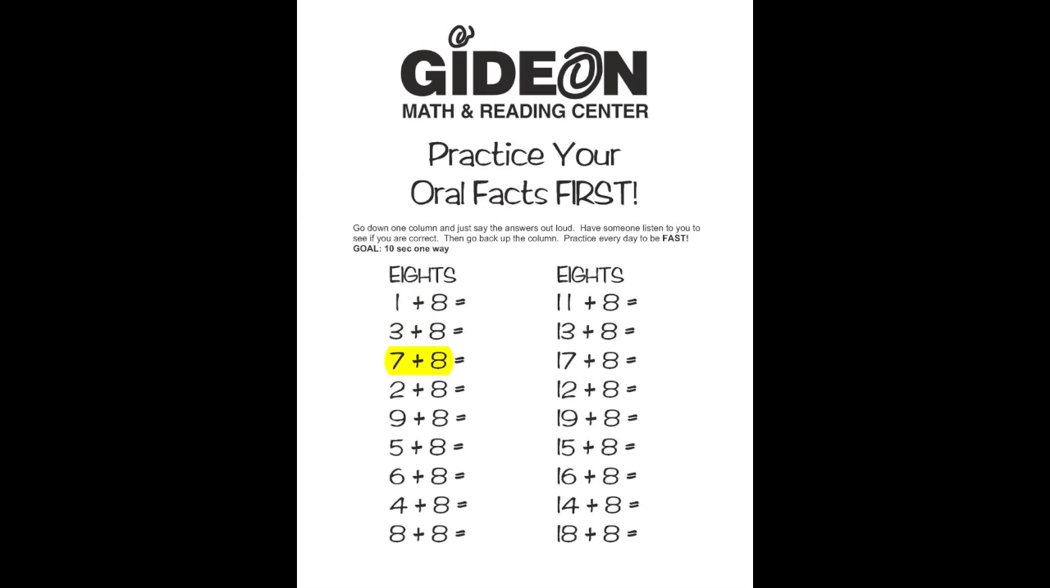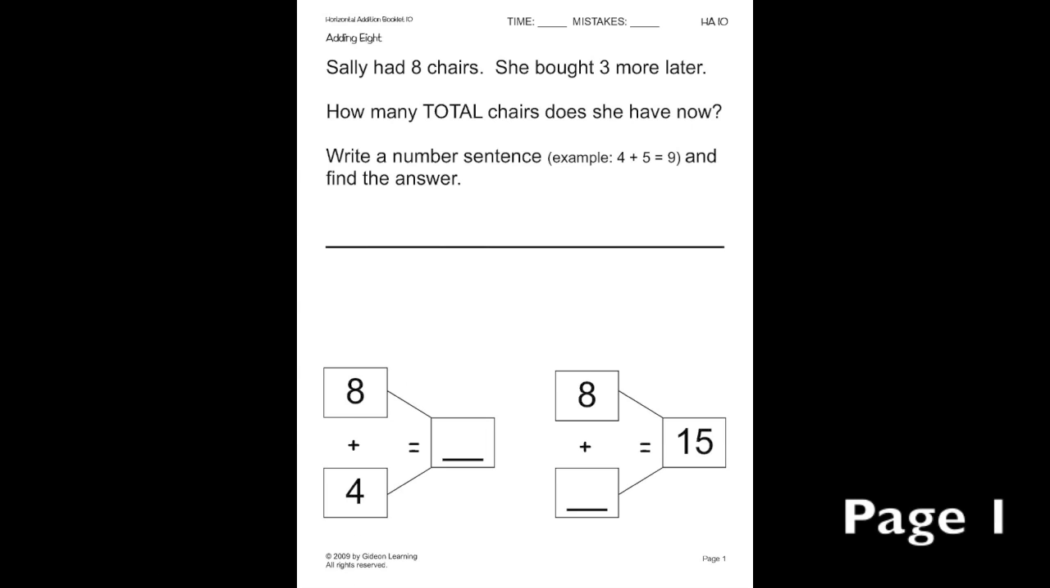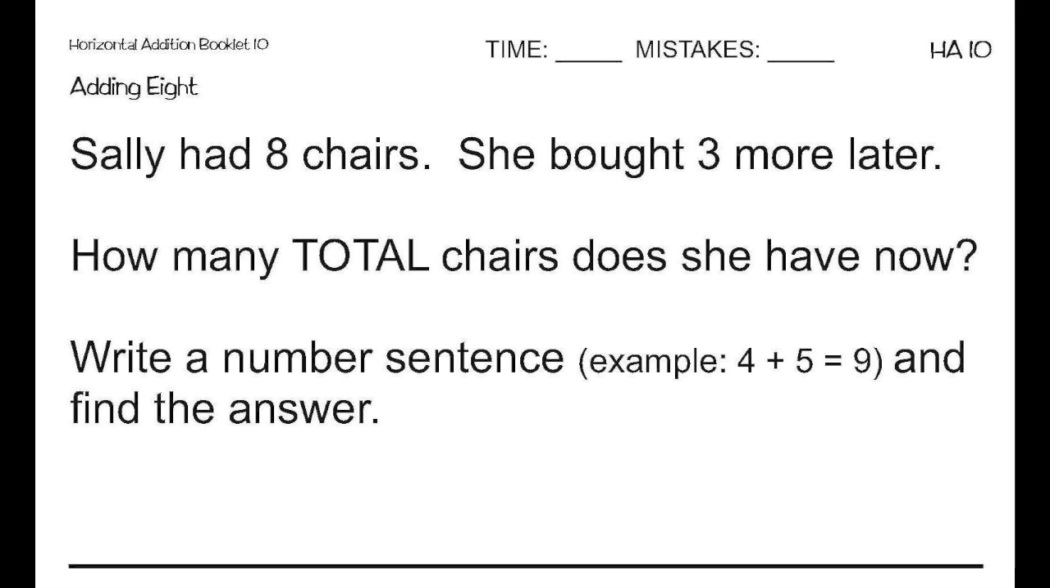9, 11, 15, 10. On this page, we're going to focus on the top first. Here we have a word problem. Let's read the problem and the directions. It says, Sally had 8 chairs. She bought 3 more later. How many total chairs does she have now? Write a number sentence and find the answer.